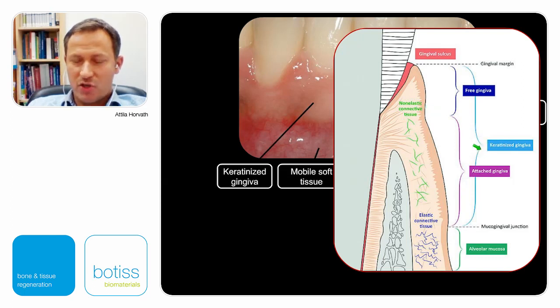Nevertheless, keratinized gingiva are both. Histologically, because keratinized tissue is a histological terminology, it consists of both the free gingiva as well as the attached gingiva.